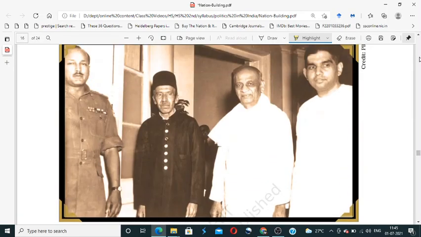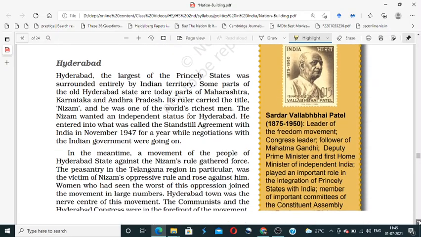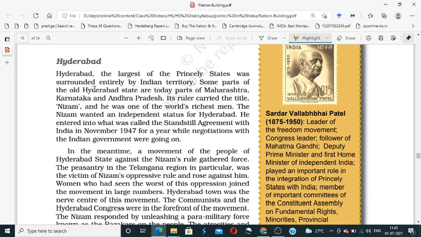If you can see this picture here, we see the Nizam of Hyderabad with Sardar Vallabhbhai Patel. At that point of time, it is said that the Nizam of Hyderabad was the richest king in the world. Hyderabad was the largest princely state of India and it was entirely surrounded by Indian territory. But the Nizam wanted to be an independent nation, so he tried to delay the whole process of accession.